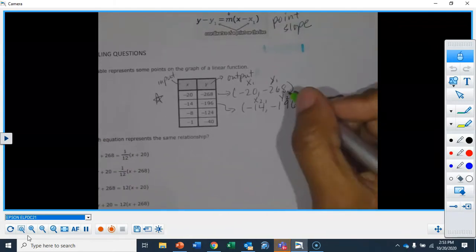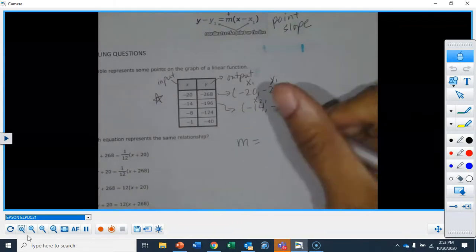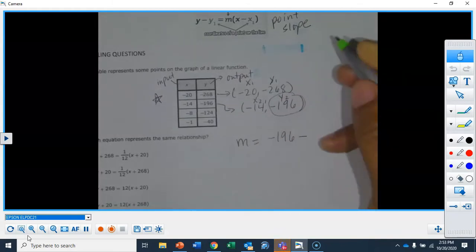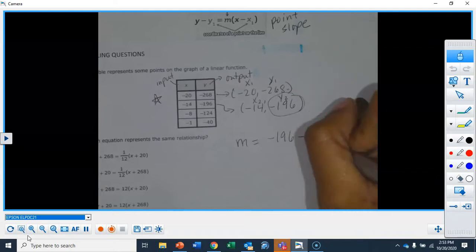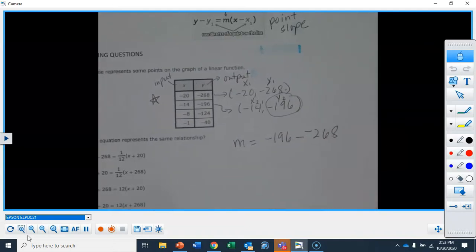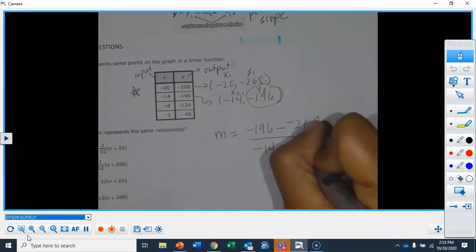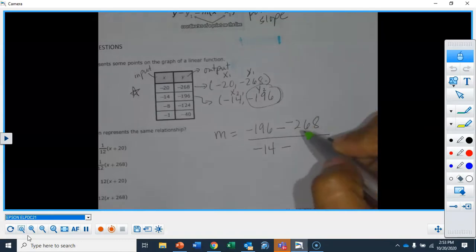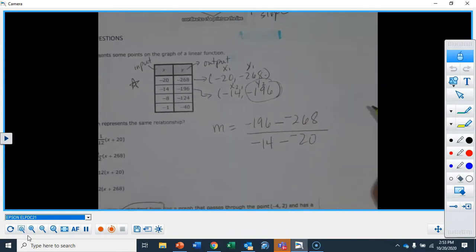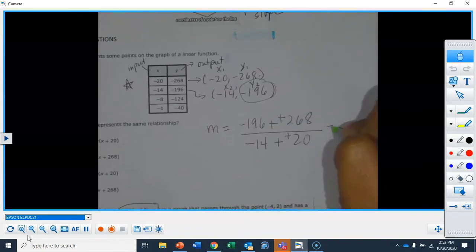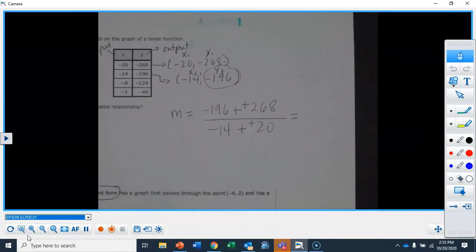So here we go. I'm going to go ahead and do m equals, my y2 is negative 196 minus, my y1 is negative 268, and then my x2 is negative 14, minus, and then the x1 is negative 20. And as soon as I see the minus minus, I'm going to change those to pluses. And now I'm ready to calculate my numerator, okay?